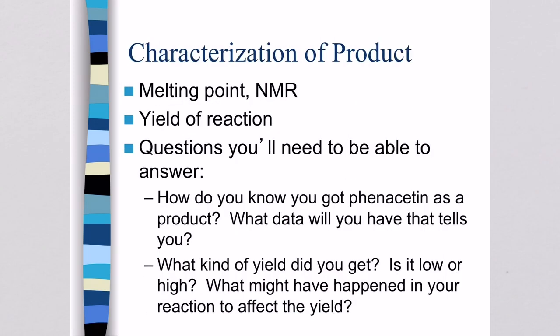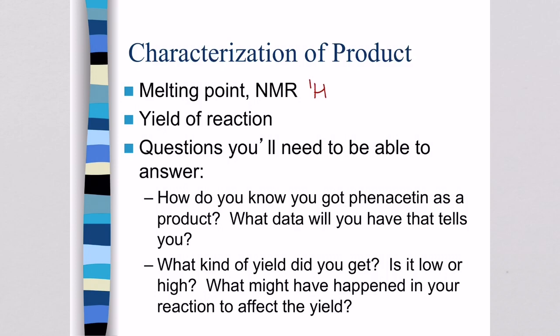So how are you going to characterize them? Well, you're going to take a melting point. That's easy. You will also be taking a proton NMR. You'll determine what your yield of your reaction is when you weigh your product. Then questions you'll need to be able to answer when you're writing your lab report are things like, how do you know you got phenacetin as a product? How does the melting point tell you that you got phenacetin? How does the H1 NMR tell you that you got phenacetin?